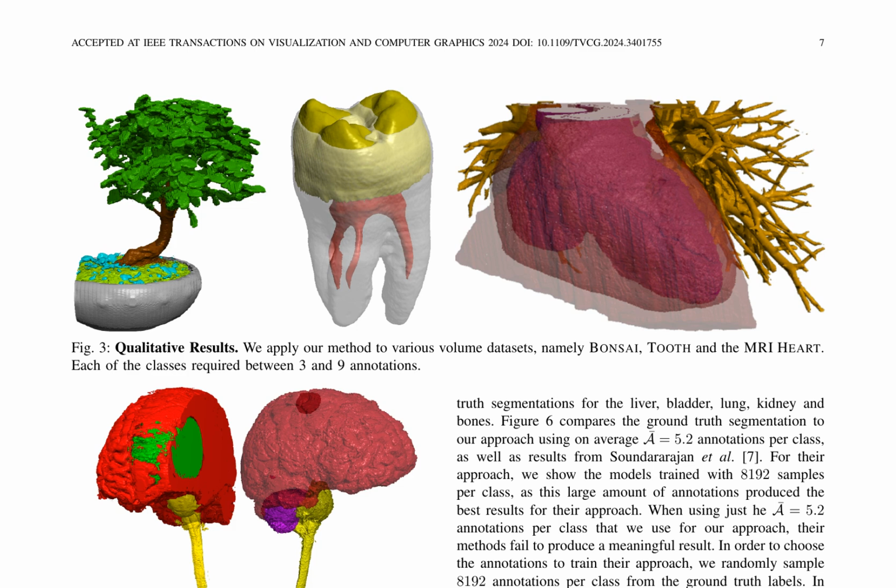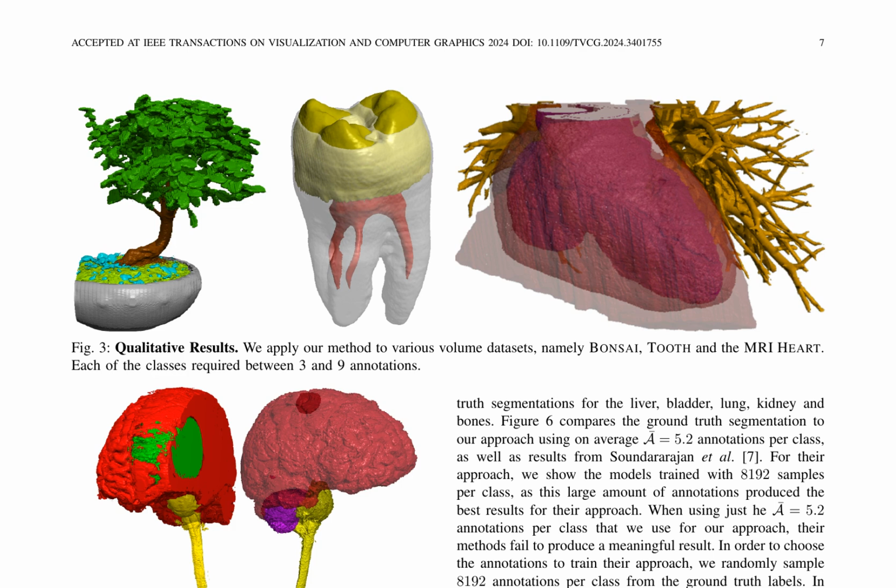The proposed method for generating transfer functions in volume rendering is compared to existing methods, such as SVM and RF approaches by Soundararajan et al. and SAM-MED 3D. Qualitative results are presented for various volume datasets, including Bonsai, Tooth, and MRI Heart, demonstrating the effectiveness of the proposed method in defining meaningful transfer functions from just a few annotations.